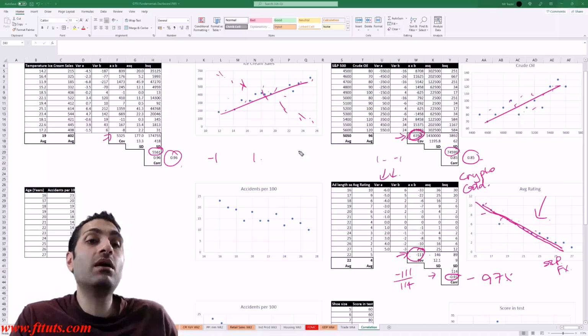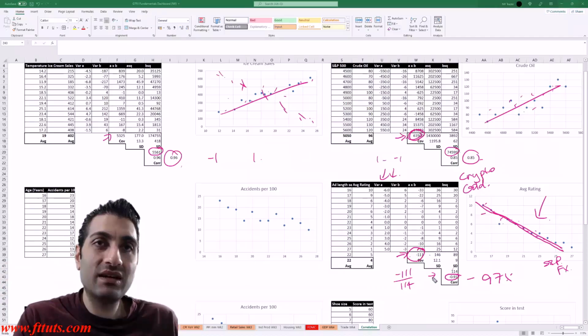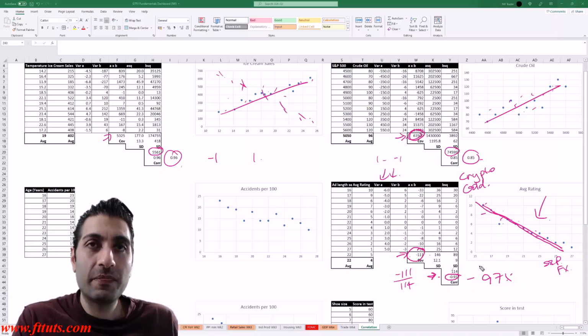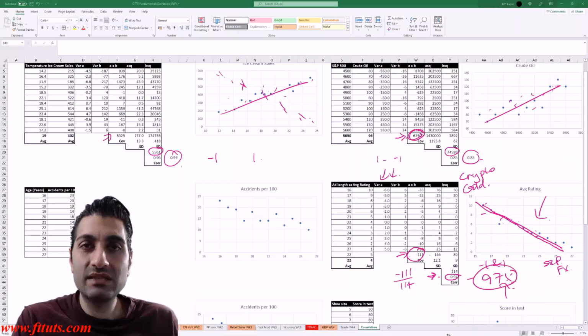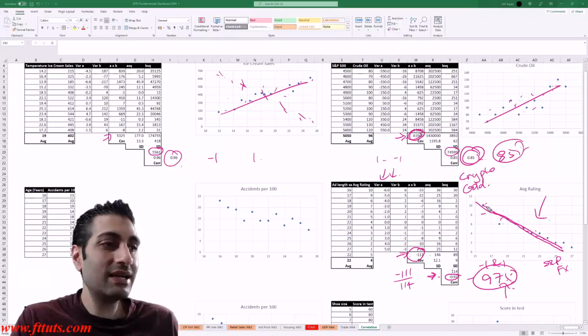It's a big number, great, but you see it's hard to compare. Let's standardize it and make it between -1 and 1. Wow, now I can compare. Okay, this relationship is 97% strong. It's stronger than this relationship, 85%. Do you see? I can now start to compare.